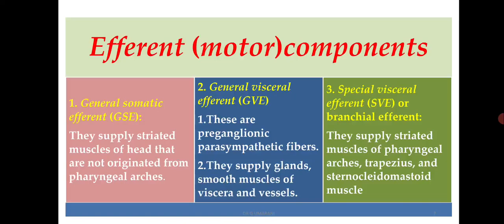The third one is the special visceral efferent or branchial efferent. They supply the striated muscles derived from the pharyngeal arches, like mastication muscles, facial expression muscles, muscles of the soft palate, muscles of the pharynx, muscles of the larynx. Along with this, the nuclei also supply the sternocleidomastoid muscle and trapezius muscle.